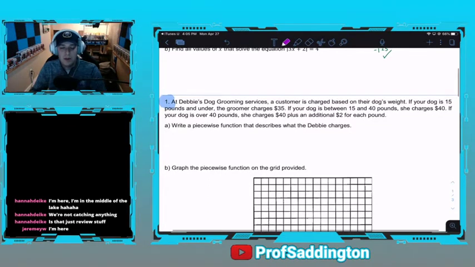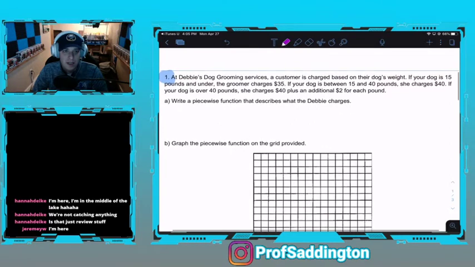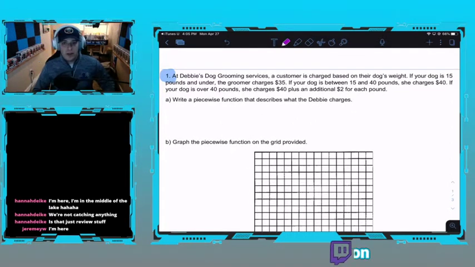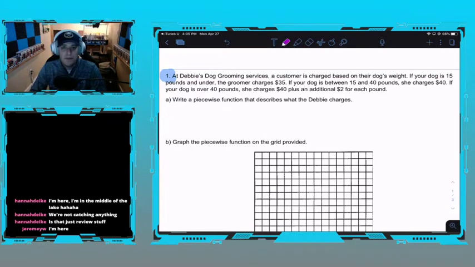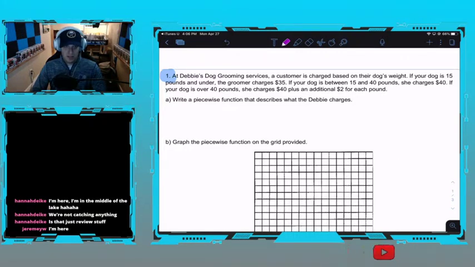So the next one I'm going to do is a piecewise one with you guys. It says at Debbie's Dog Grooming Services, a customer is charged based on their dog's weight. If your dog is 15 pounds and under, the groomer charges $35. If your dog is between 15 and 40, she charges $40. And if your dog is over 40 pounds, she charges 40 plus an additional $2 for each pound.